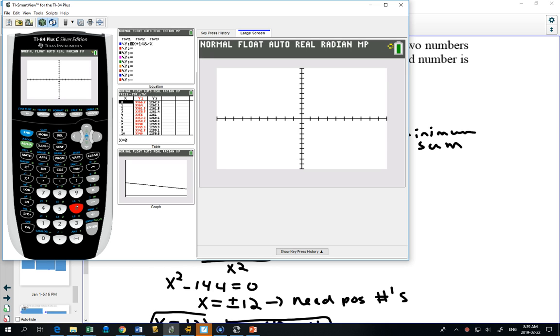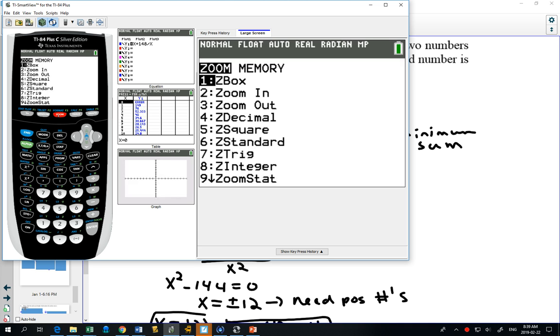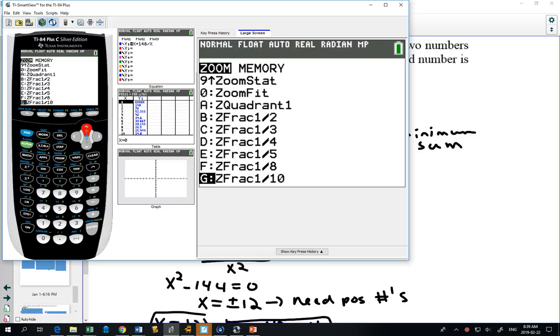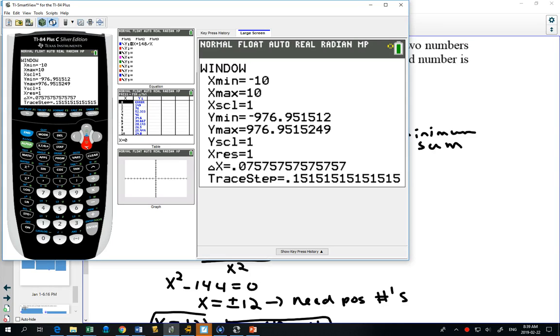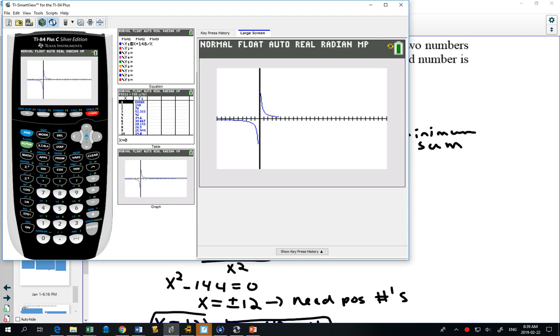Beautiful window that I chose. Look at all the beautiful graph. All right, let's try zoom fit. And play around with my window a little bit more and go up to 30. Okay. Now, this graph, as you see, as it gets close to 0, goes up forever. So there would be no maximum.